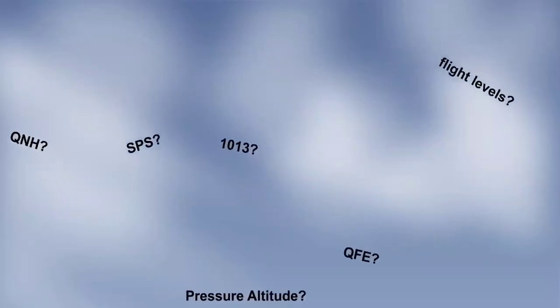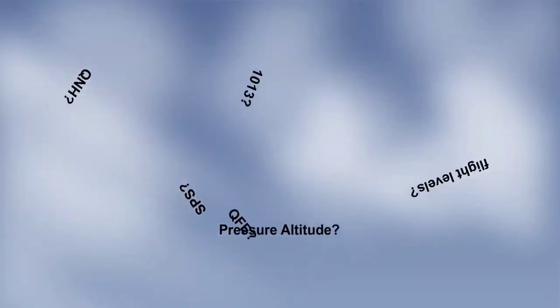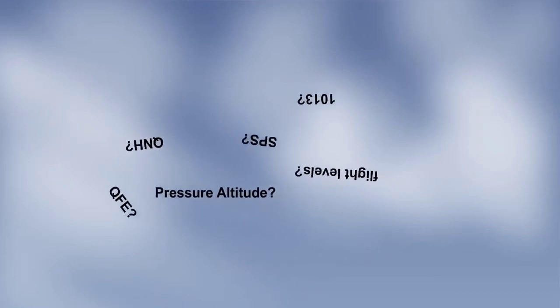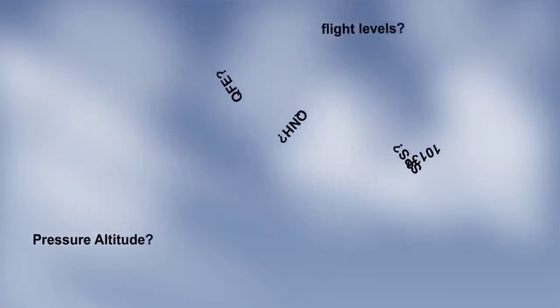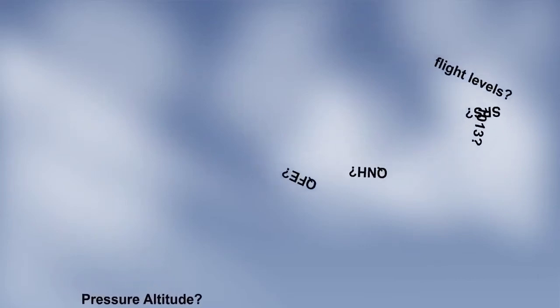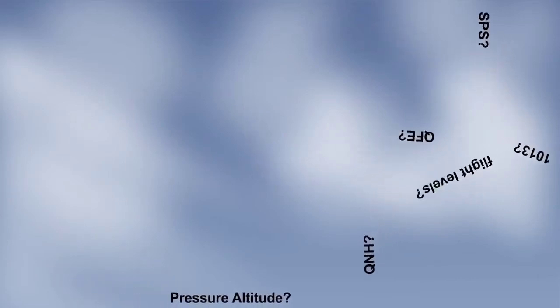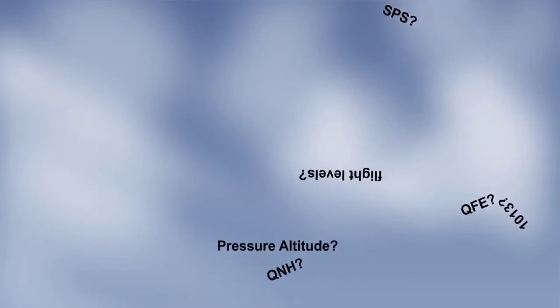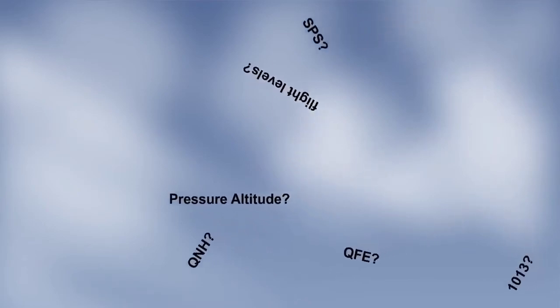The last lesson showed why we have QFE, QNH and flight levels as possible altimeter settings at different stages of flight. In this lesson, we shall examine how and when we change from one to another. This is called altimeter setting procedures.